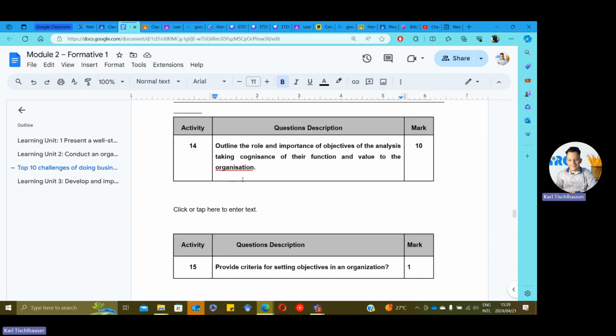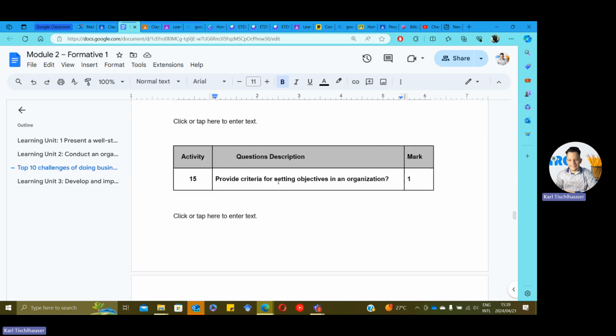Okay, number 14 says outline the role and importance of objectives of analysis, taking cognizance of their functions and value to an organization. So remember, this question is all about the importance of objectives, and why is it important to analyze the objectives that we've developed, that we've produced for an organization? In essence, you want to measure your objectives to make sure that they align with the strategic goals, with the vision for an organization. Think about how it plays a major role in how a business operates and how they set a direction or set course for a business. And that's basically what we're looking for in the response, the important role that objectives play in an organization.